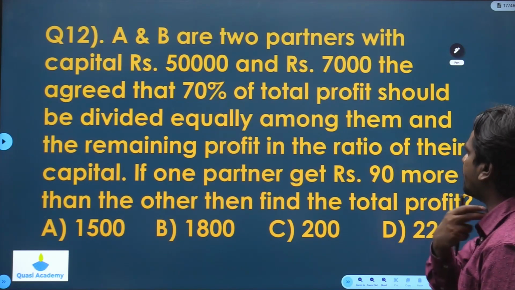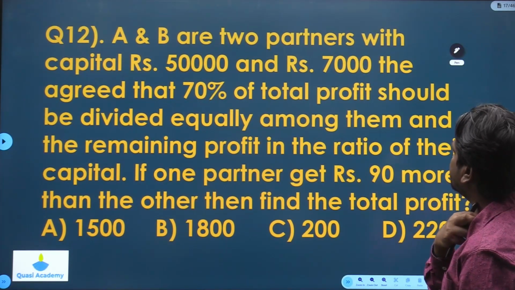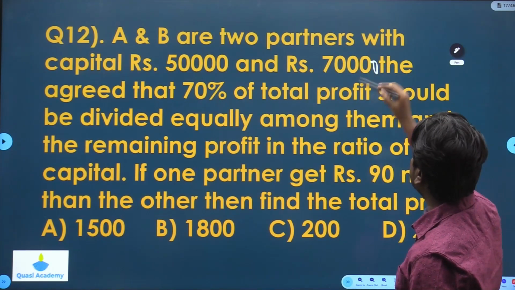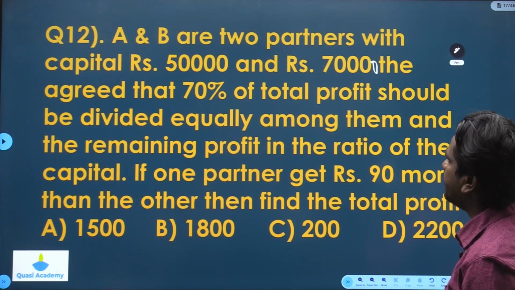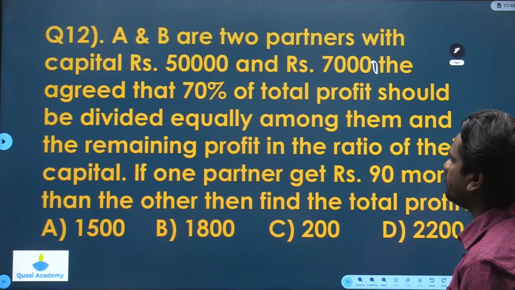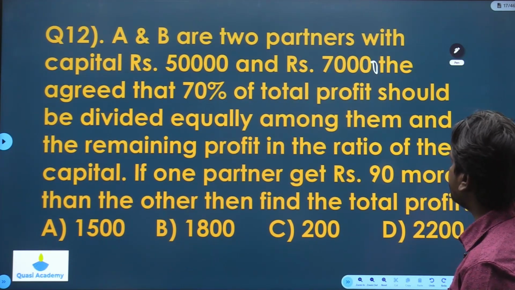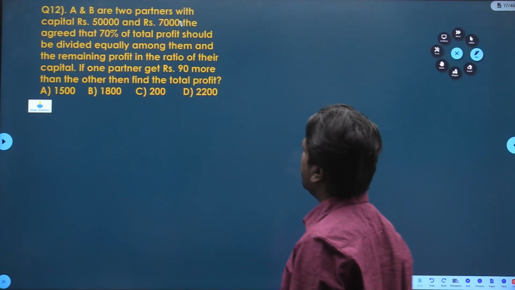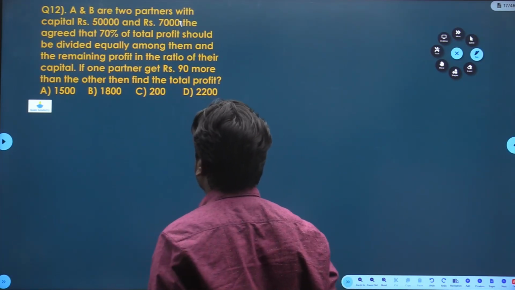A and B are two partners with capital rupees 50,000 and rupees 70,000, and they agreed that 70% of the total profit should be divided equally among them, and the remaining profit in the ratio of their capital. If one partner gets rupees 90 more than the other, then find the total profit.